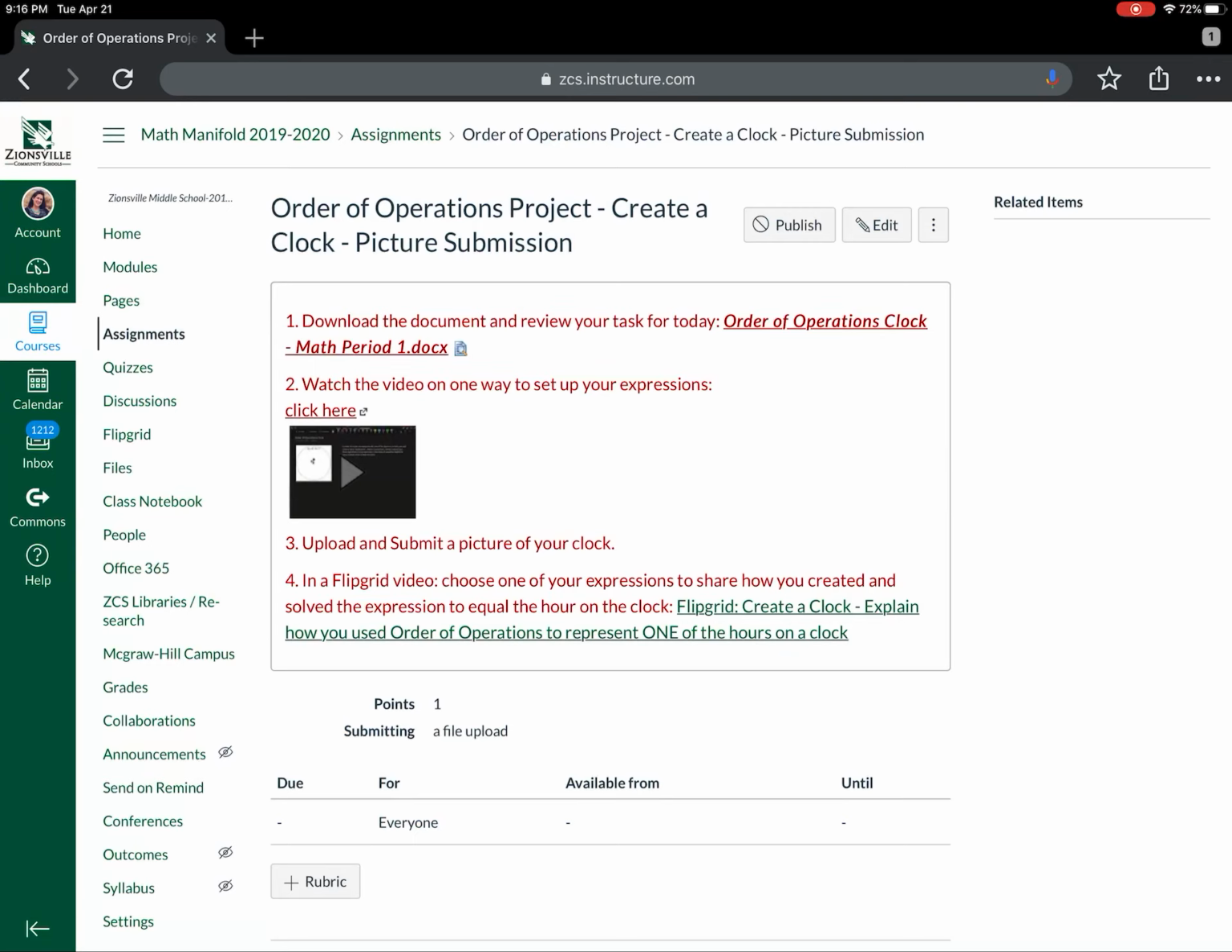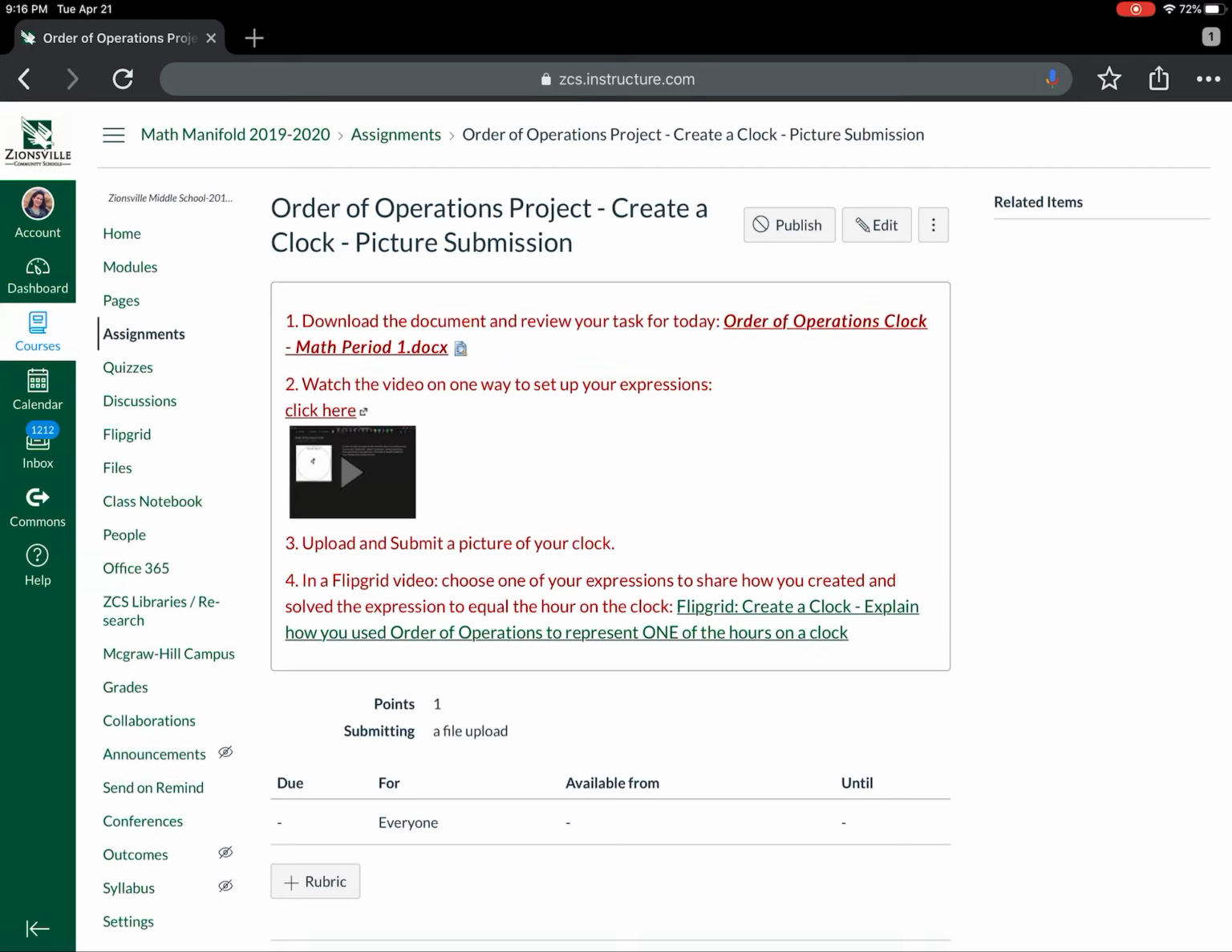So here's where you're going to turn it in, but I've given you some additional information to help get you going. So the Word document is linked here as well. I want you to make sure that you watch this video of myself talking about how I created my expression. And then when you're done, you're going to take a picture of your clock and upload it to this assignment.